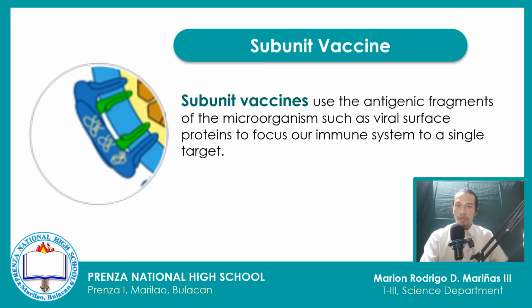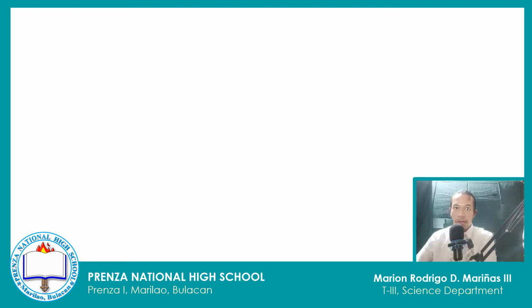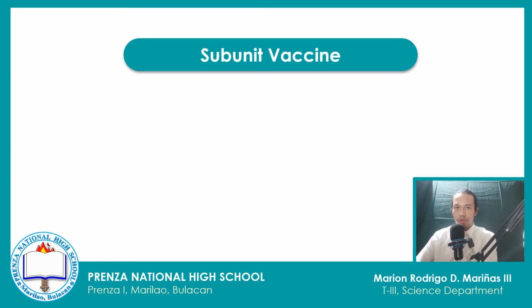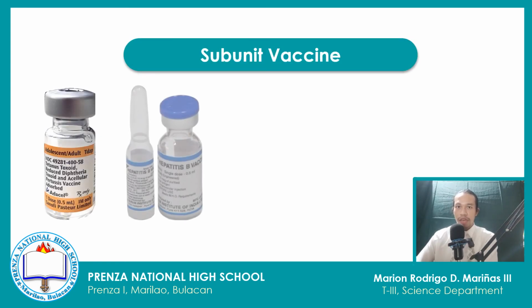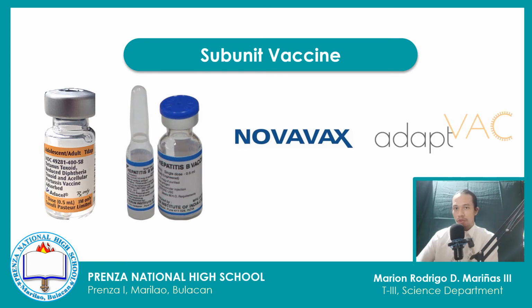Subunit vaccines use the antigenic fragments of the microorganisms such as viral surface proteins to focus our immune system on a single target. Unfortunately, this type of vaccine may not stimulate a stronger immune response compared to the other types of vaccine, so there is a need for chemical additives to boost long-term immunity. Subunit vaccines used in humans include those against pertussis, hepatitis B, and human papillomavirus or HPV. In the case of COVID-19, Novavax of USA and AdaptVac produce this type of vaccine.